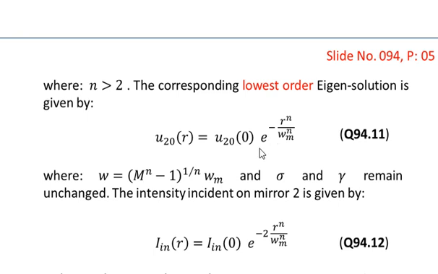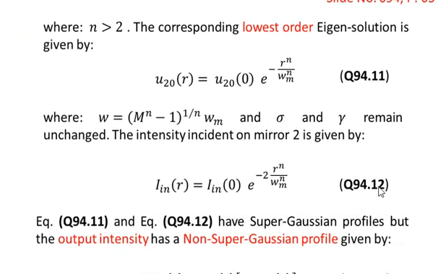Here I need to make one correction in equation number 11 and equation number 12, and the correction is that in the exponent you can see Wm raised to the power n. This Wm should be replaced with W only. So both exponents in equation number 11 and 12 should be read as e to the power minus r to the power n over W to the power n, not Wm. So in both these equations, you can make the corrections, where W is given by W is equal to M n minus 1 whole raised to the power 1 over n multiplied by Wm.